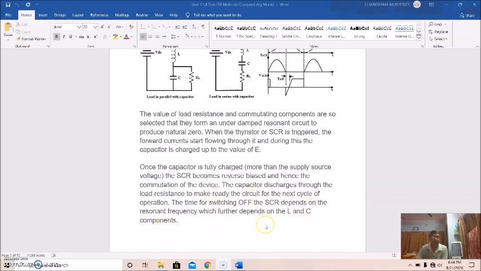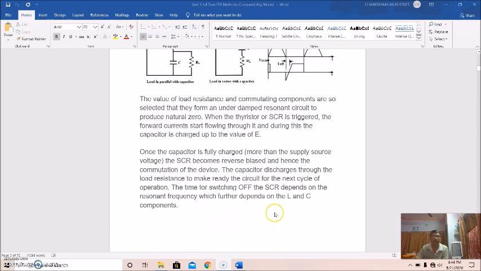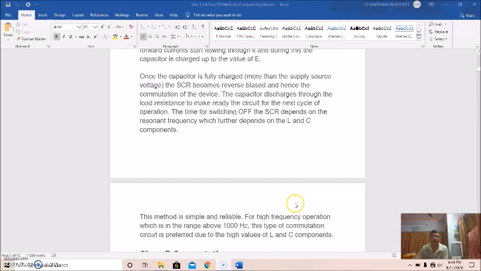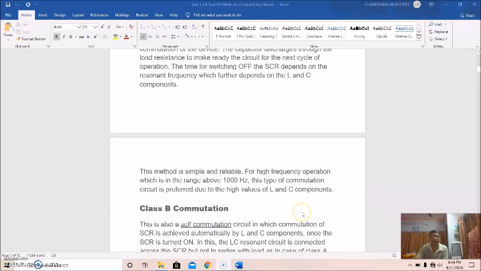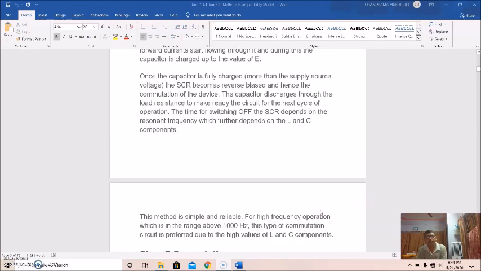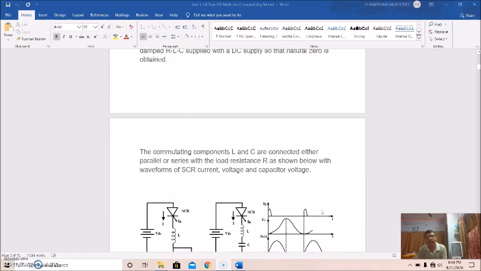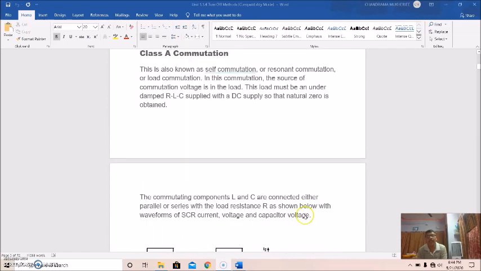The time for switching off the SCR depends on the resonant frequency, which further depends on the inductor and capacitor components. This method is simple and reliable for high frequency operation, which is in the range above 1000 Hz. This type of commutation circuit is preferred due to high values of L and C components. So this, as a whole, is about class A commutation.